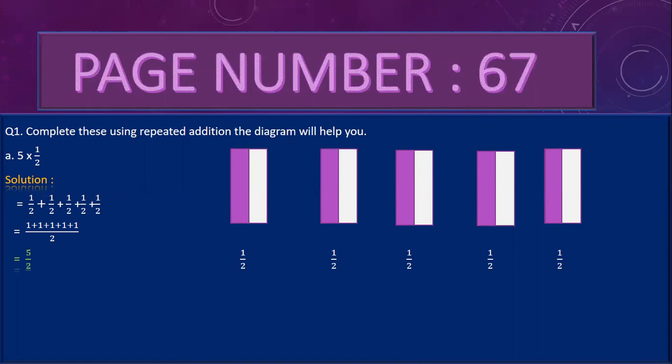There are 2 parts in each diagram. It means that the whole parts are 2, so the denominator will be 2, and 1 portion is shaded. So the fraction of the first diagram is 1 by 2, the second is 1 by 2, the third is 1 by 2, the fourth is 1 by 2, the fifth is 1 by 2. After adding all these parts, we see that 5 over 2 is our required answer. And in the question, 5 multiply 1 by 2 means 5 over 2. So both answers are the same. Either you multiply or you add the numbers.